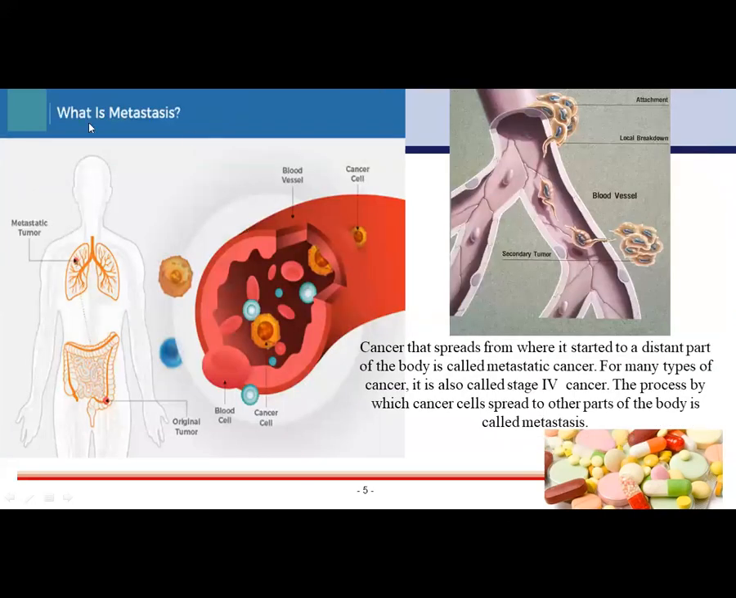Going on next, what is metastasis? Cancer that spreads from where it starts to a distant part of the body is called metastatic cancer. For many types of cancer, it is also called stage 4 cancer. The process by which cancer cells spread to other parts of the body is called metastasis.